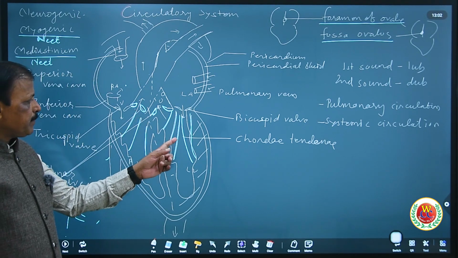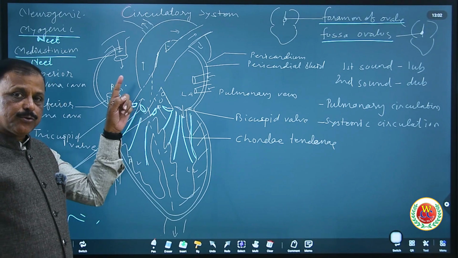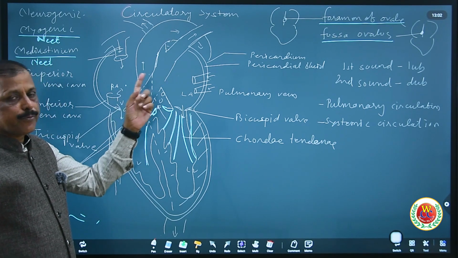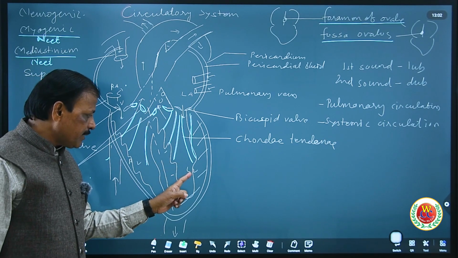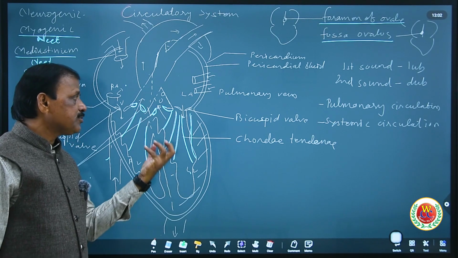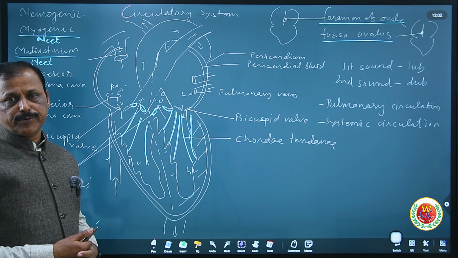So as to pump that blood with jerk from heart to different parts of the body, the wall of the ventricle is thicker than that of the auricle. That too, the wall of the left ventricle is thicker than the right ventricle. Remember please, because the left ventricle has to pump blood to all parts of the body.